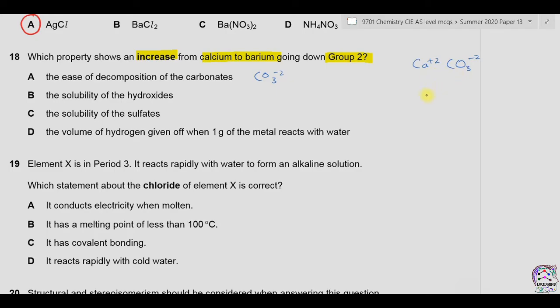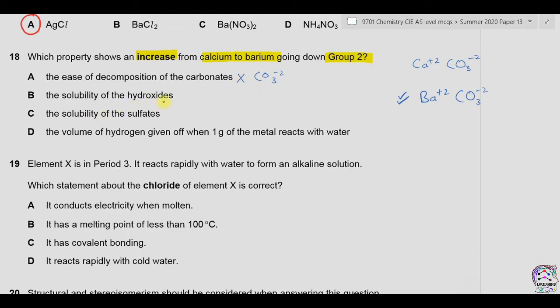So while comparing calcium carbonate with barium carbonate, the size of barium +2 ion is far larger as compared to the size of calcium +2 ion. So therefore barium carbonate is much more stable than calcium carbonate. So the ease of decomposition does not increase, it decreases. So therefore A is incorrect.